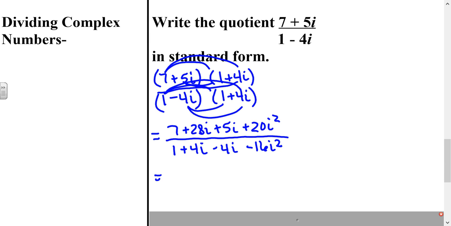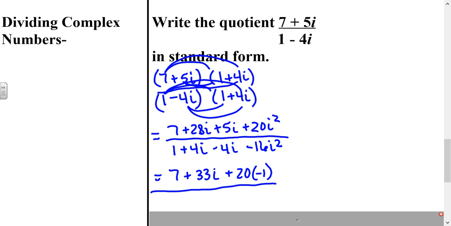From here, I need to just simplify. So remember, I can combine my like terms in the middle. So I would get 7 plus, and then 28 plus 5 would be 33i. And then I have 20i squared. And remember, i squared is equal to negative 1.